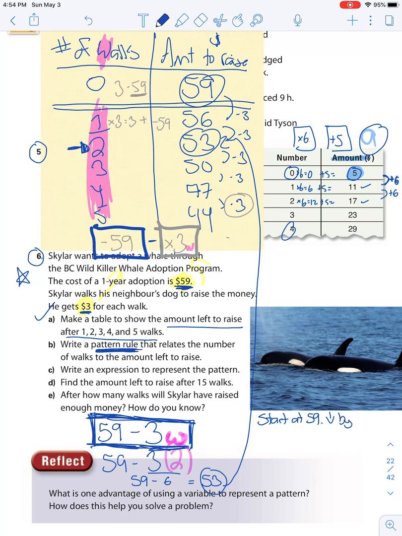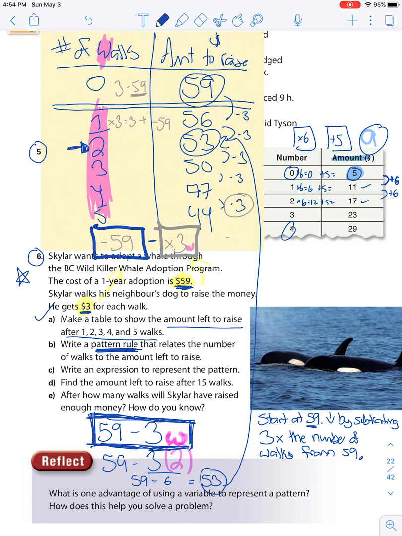Oh, this is really complicated wording. Decrease by subtracting 3 times, I guess we should even just write the number of walks, the number of walks from 59. Yeah, that is super awkward, but that does make sense.